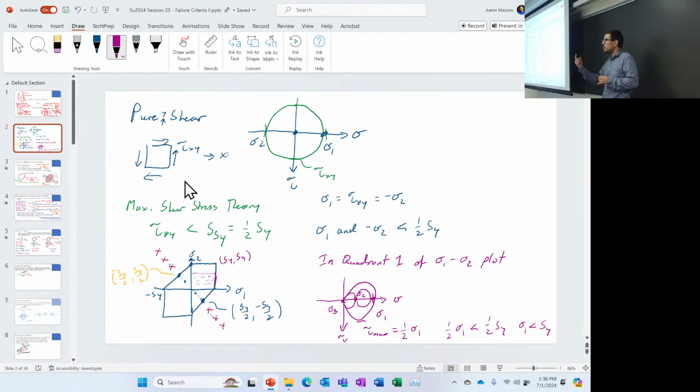I just told you that sigma 1, okay, let me rephrase it. Excuse me. Sigma 1 is equal to sigma 2 is equal to sigma 3, which is equal to a lot of pressure, rho gh. Okay, what does the Mohr circle look like for sigma 1 equals sigma 2 equals sigma 3?